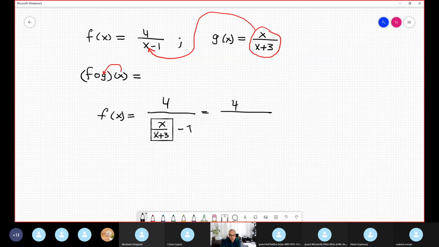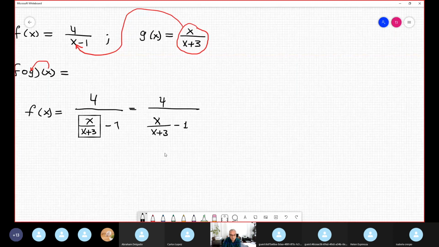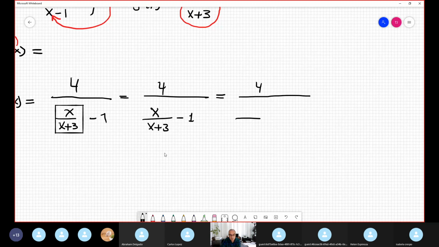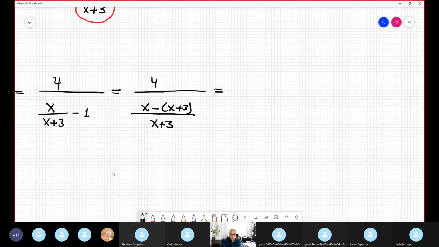Okay, I want to copy. Well, you copy. Okay, now you find the least common denominator because I want to condense this. Okay, look. This is 4 over, least common denominator is x plus 3. You have x minus x plus 3. The distributive now is 4 over x minus 3 divided by x plus 3.